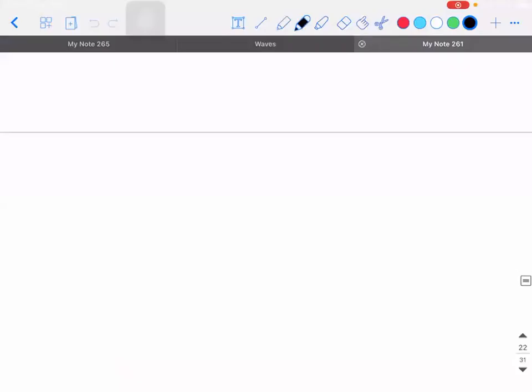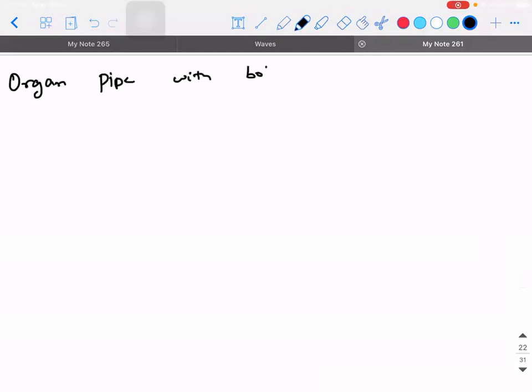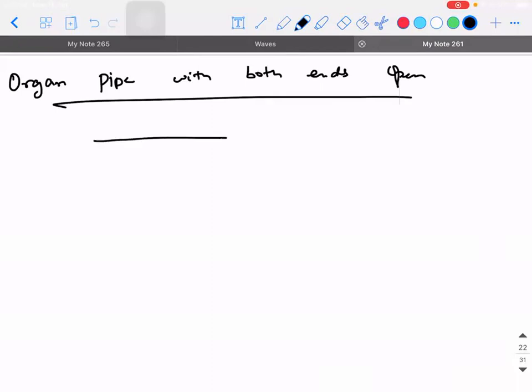So in today's class, we will see what will happen if both ends are open. That kind of an object is called an organ pipe. Organ pipe with both ends open. If you take a tube which is open at both the ends, and the tube is of length L, we are going to find the frequency of the sound that is going to get generated in this. So what is the thumb rule?